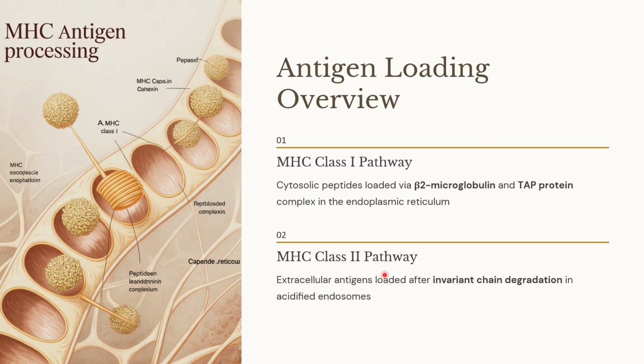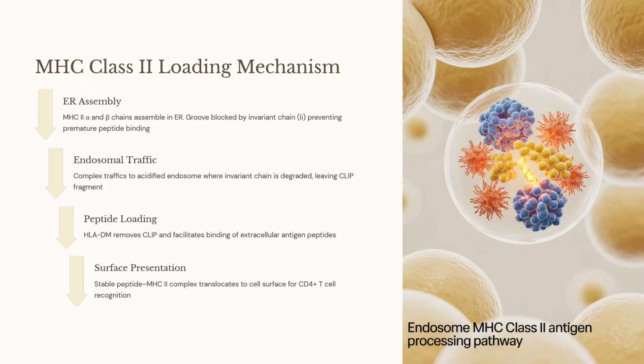So it is going to process the pathogens and then it has to attach it to that area where the peptide has to be attached. That area should not be occupied by unnecessary peptides or insignificant peptides. Therefore, that area is loaded with invariant chain. We have something known as invariant chain, which will prevent insignificant peptides from attaching to the MHC class 2. Fine. So class 2 alpha and beta chains are assembled in the endoplasmic reticulum, but that groove is blocked by invariant chain, which prevents premature peptide binding.